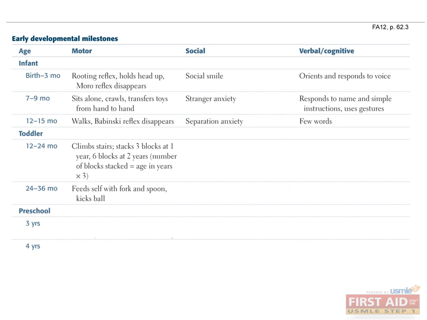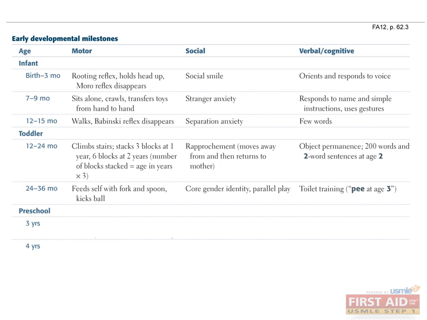Motor milestones in the toddler age group include climbing stairs between 12 to 24 months, stacking 3 blocks at 1 year, 6 blocks at 2 years, and 9 blocks at 3 years. Between 2 to 3 years, the toddler should be able to feed him or herself with a fork and spoon and kick a ball. Social milestones in the toddler age group include rapprochement, or moving away from and then returning to the primary caregiver between 1 to 2 years, and formation of core gender identity and developing the ability to play in parallel with other children between 2 to 3 years.